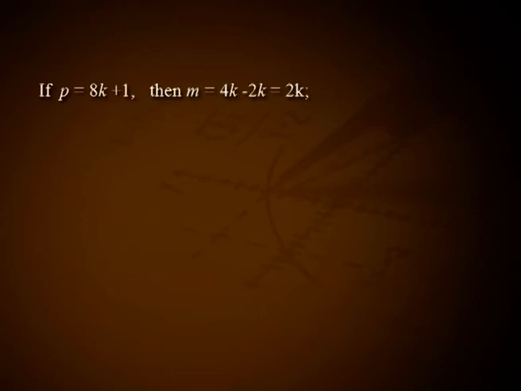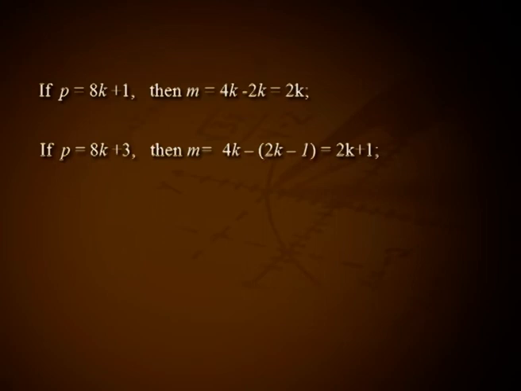Further, p being an odd prime, p must be either of the form 8k+1, 8k+3, 8k+5 or 8k+7. By direct calculations, if p = 8k+1, then m = 4k - 2k, which is equal to 2k. If p = 8k+3, then m = 4k - 2k - 1, which is equal to 2k+1.